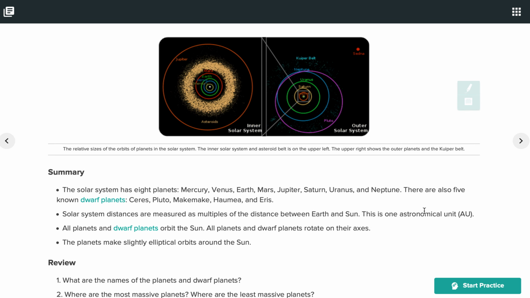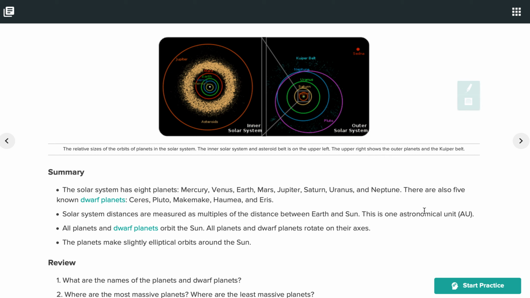So in summary, the solar system has 8 planets: Mercury, Venus, Earth, Mars, Jupiter, Saturn, Uranus, and Neptune. There are also 5 known dwarf planets, and there's actually a description about 2 more possibly being in there, so we'll talk about that later. Ceres, Pluto, Makemake, Haumea, and Eris.